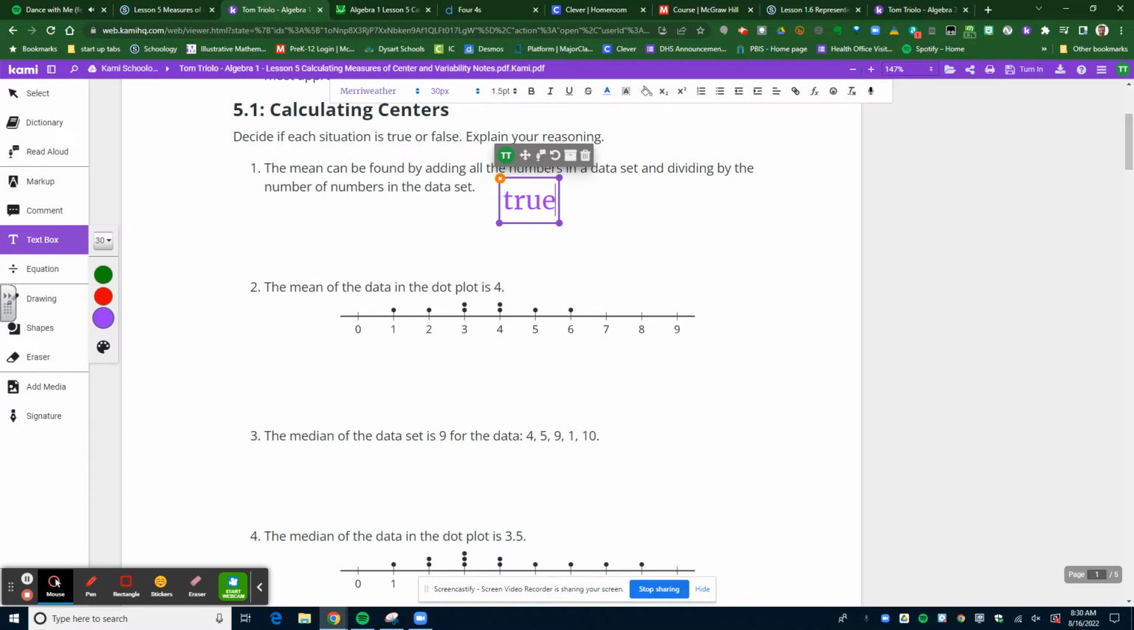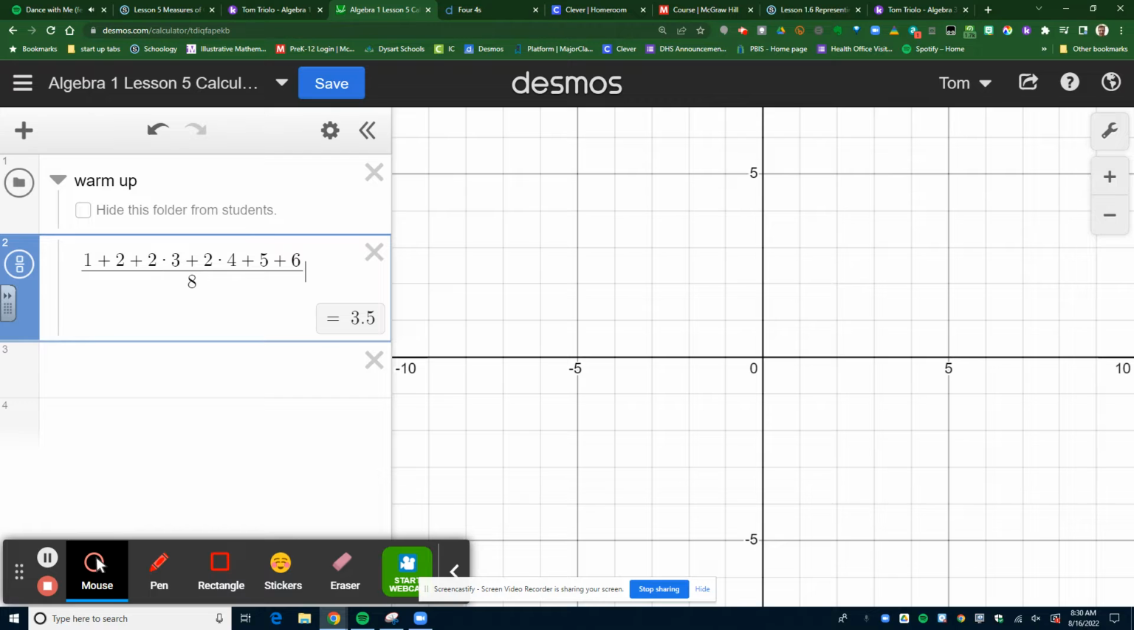Let's go back and answer the question. True? It's close, right? So we have 1, 1, 1, 2, 2 3s, 2 4s, a 5, and a 6, and we have to divide the whole thing by 8. Okay? Got it? That's how we determine the mean.